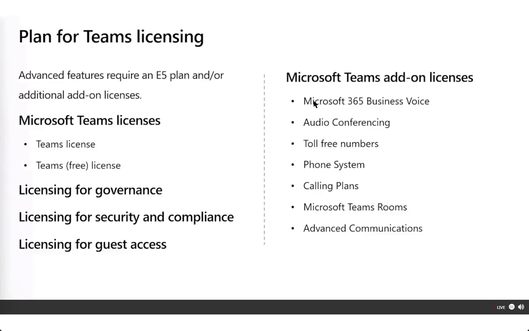Let's talk licensing. There is a free license for Teams that's available standalone, or you can bundle Teams and other Microsoft apps and services such as Exchange, SharePoint, and OneDrive. We also need to consider our guest access requirements. We'll talk about guest versus external access later in the course. And you can see some of the add-on licenses available for business voice, audio conferencing. Do we need toll-free numbers? We've got different phone system options and calling plans. Do you want to equip Teams rooms? These are some of the licensing options available to you.